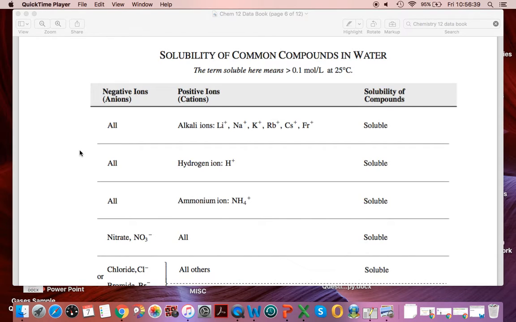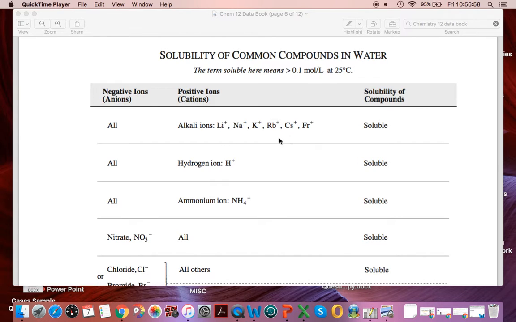Good day. In this video, we're going to look at a chart from last year and a chart that's new to the course this year. This is the solubility chart, and by soluble, it means they're soluble to an extent of at least 0.1 moles per liter at 25 degrees for any given ionic compound.